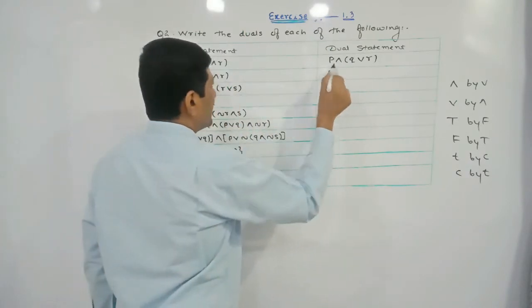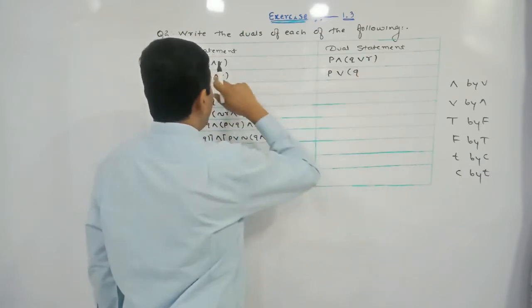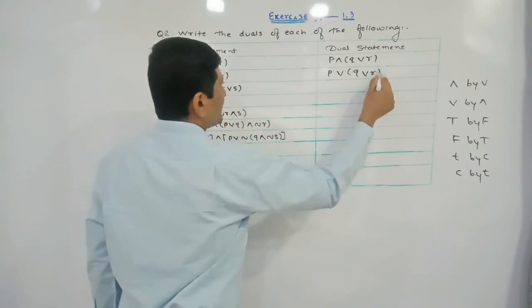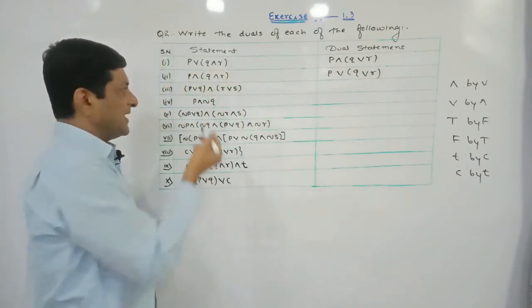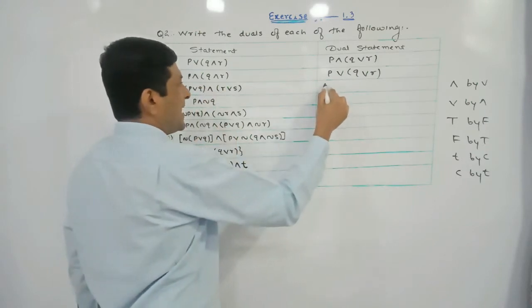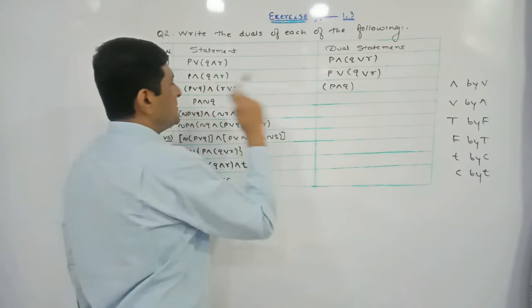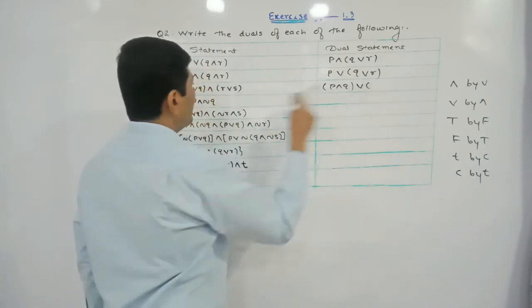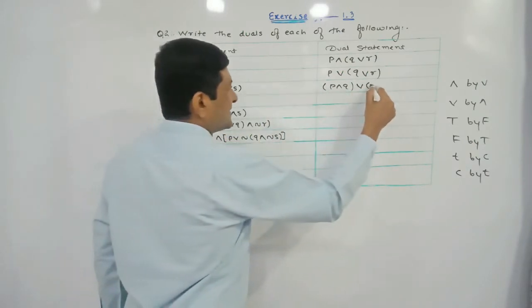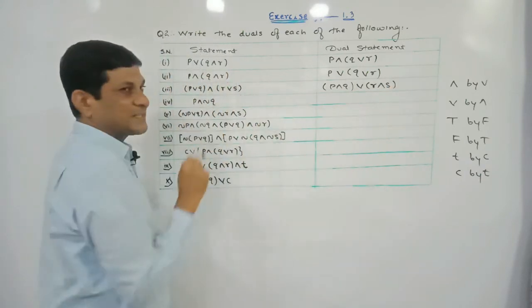So here P, keep it as it is, and will get replaced by or. Q, again and will get replaced by or. So in this way find the dual. Here also in the first bracket or is there, replace or by and. So here we will get P and Q, again and appears, so replace it by or. In this bracket or appears, so replace it by and. So R and S. Now observe the next example.